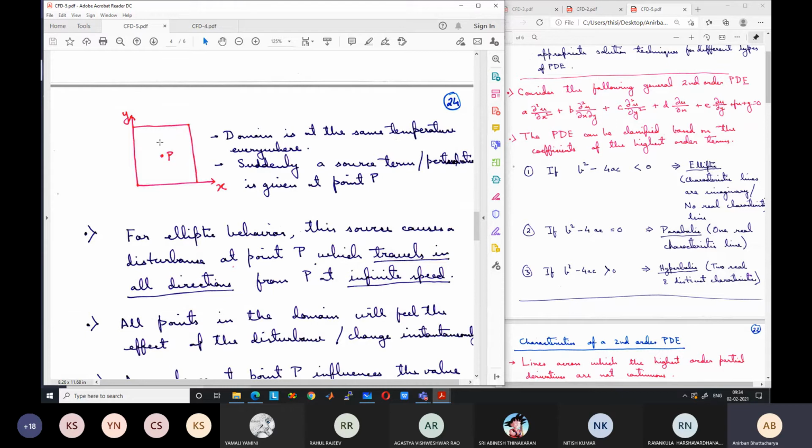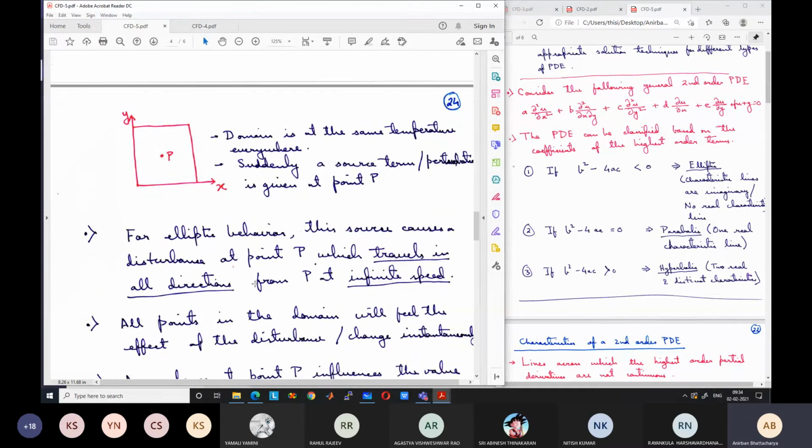There is no time dependence. You are calculating the equilibrium temperature, and if there is any disturbance anywhere, the equilibrium temperature for the entire domain gets changed. So it is as if the information has traveled in all directions at infinite speed. This type of behavior is seen in elliptic equations.